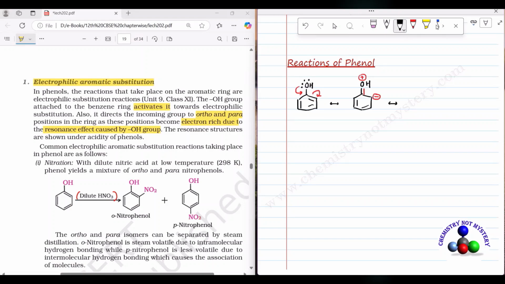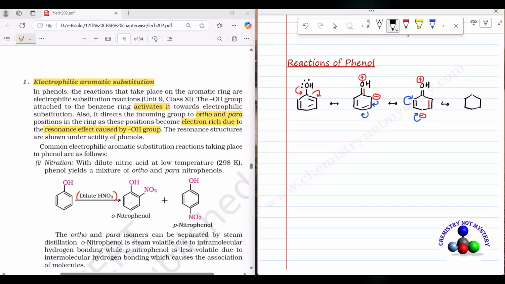Now, in the second resonating structure, this negative charge will move between these two carbons and the pi bond moves to the next carbon. So here you will get the next resonating structure. In this resonating structure, these two bonds remain as they are, and oxygen already has the positive charge. A new bond will be formed at this position and a negative charge will be developed at the para position. Now in the next resonating structure, the negative charge will move between these two carbons and the pi electrons move to the next carbon. So here you will get the next resonating structure.